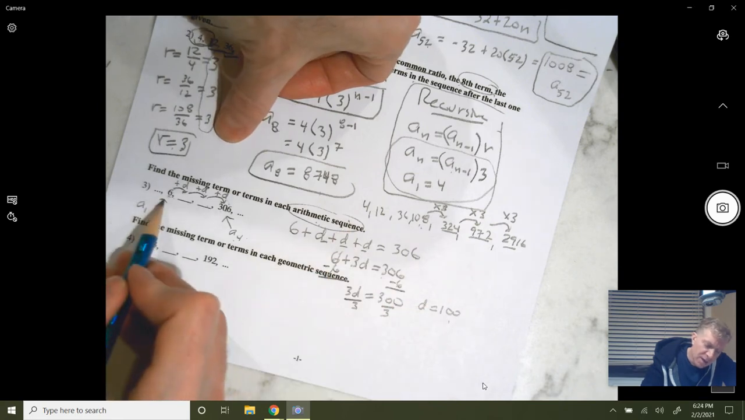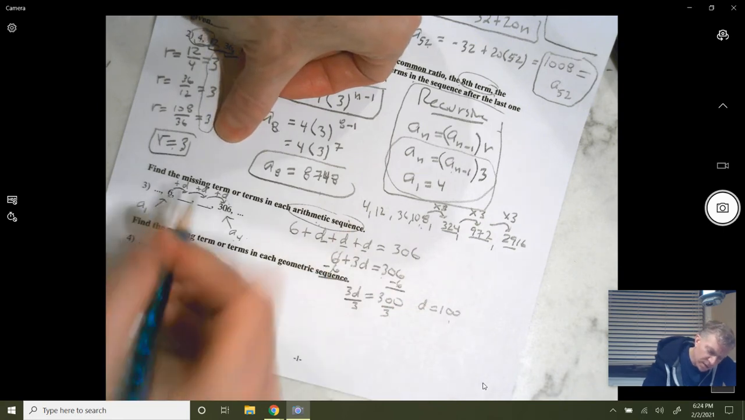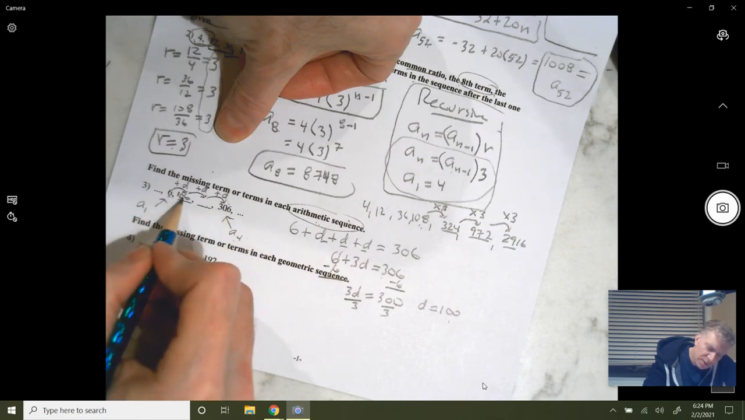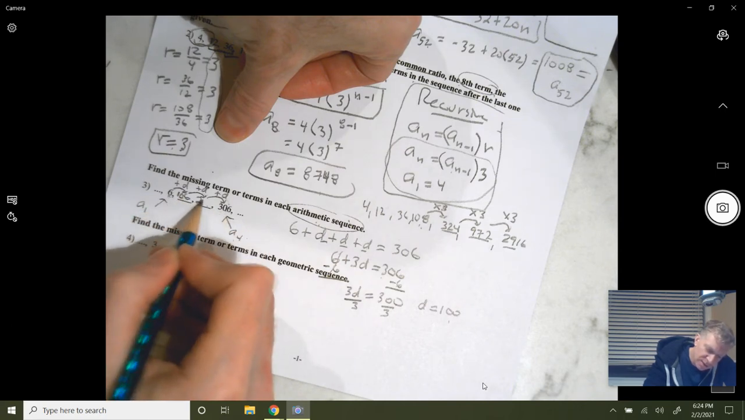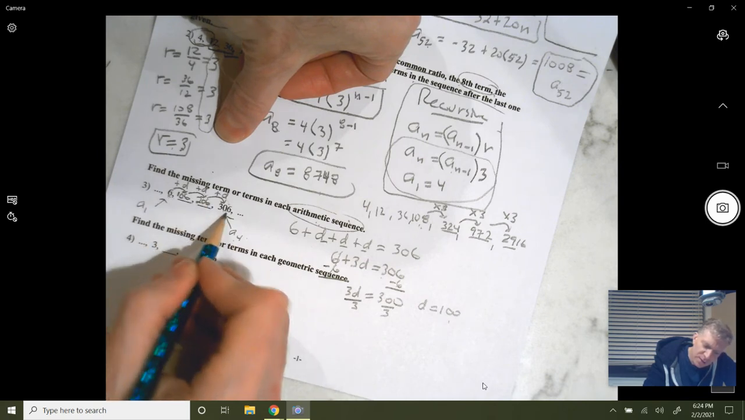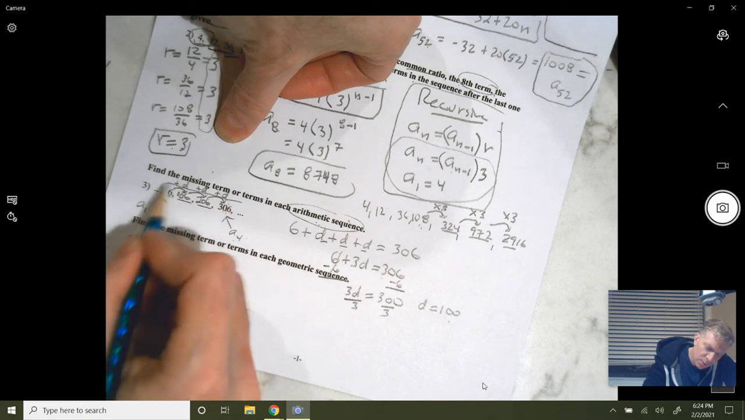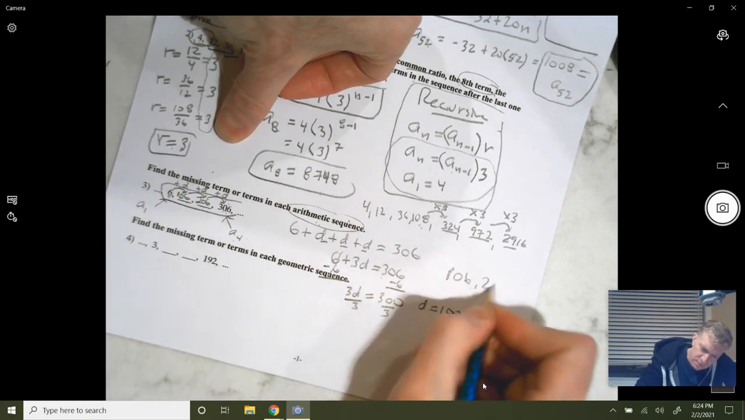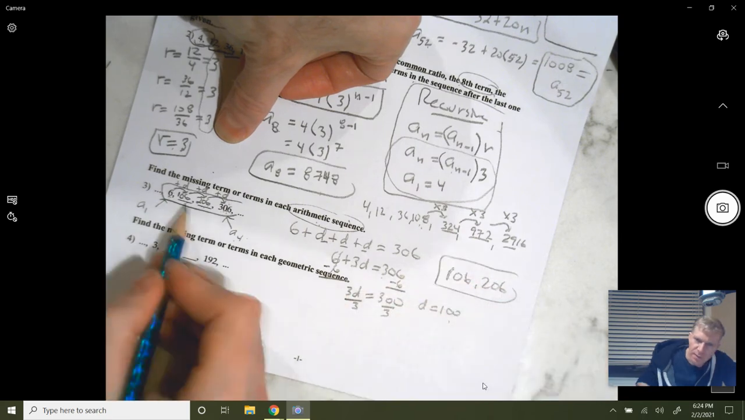Now that we know the common difference and we know it's arithmetic, we're adding 100 each time. So 6 plus 100 gives us 106. 106 plus 100 gives us 206. 206 plus 100 gives us 306. So our missing terms are 106 and 206. You could just write them in there.